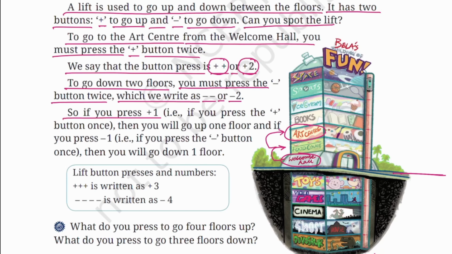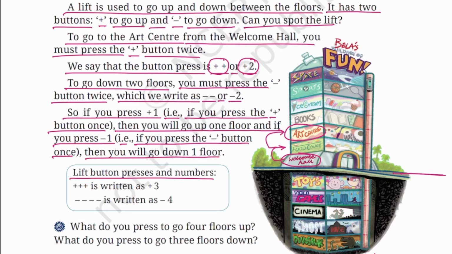So if you press plus 1, that is, if you press the plus button once, then you will go up 1 floor, and if you press minus 1, that is, if you press the minus button once, then you will go down 1 floor. Lift button presses and numbers. Plus plus plus is written as plus 3, minus minus minus minus is written as minus 4.